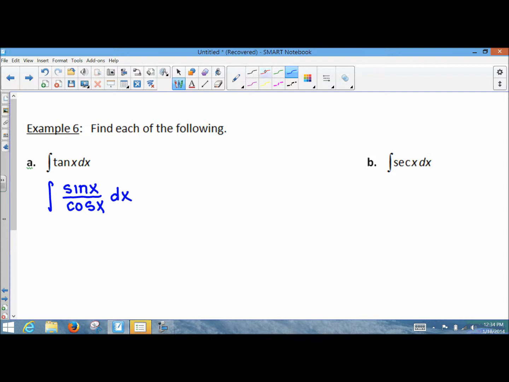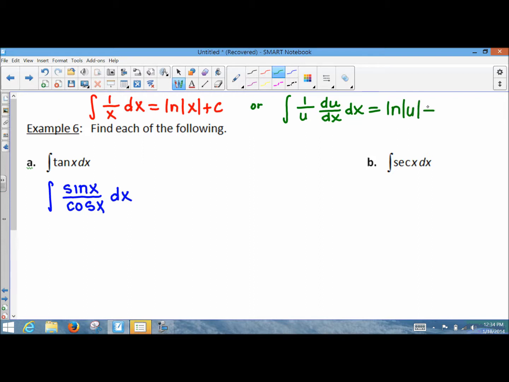Well, we're going to end up using a very powerful rule in integral calculus that says that the integration of 1 over x with respect to x is the natural log of the absolute value of x plus c, or say the chain rule, or general power rule version, is the integration of 1 over u times du/dx with respect to x is equal to the natural log of the absolute value of u plus c.